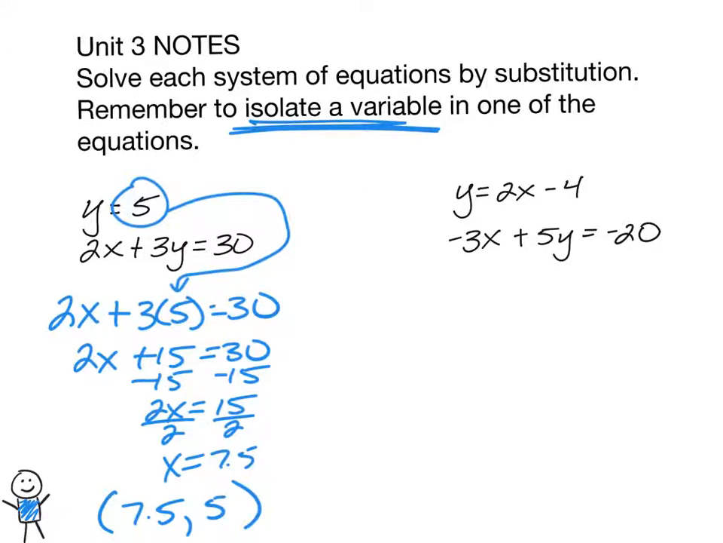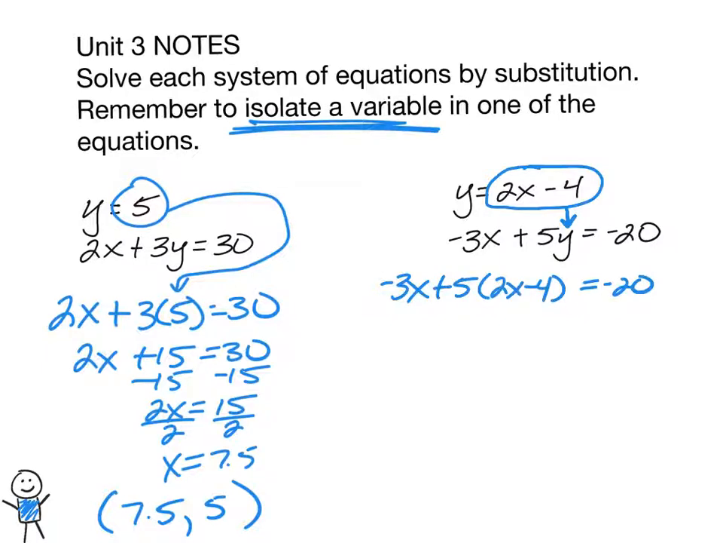Take a look at the second example. It says y equals 2x minus 4 and negative 3x plus 5y equals negative 20. And again, we don't really have to do anything special to the first part because we already have one of the letters isolated. This says y equals 2x minus 4. So I'm going to take what y equals, this 2x minus 4, and I am going to substitute it in place of the y in the second equation. So to rewrite the second equation, I'm going to do negative 3x plus 5 times open parentheses equals negative 20. And remember, in place of y, I'm substituting the 2x minus 4.